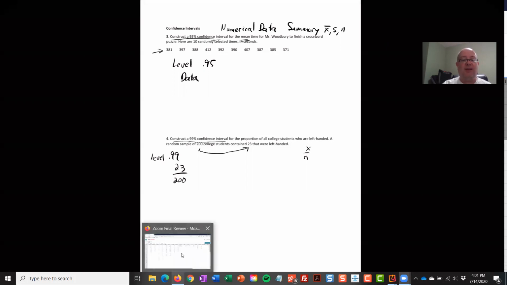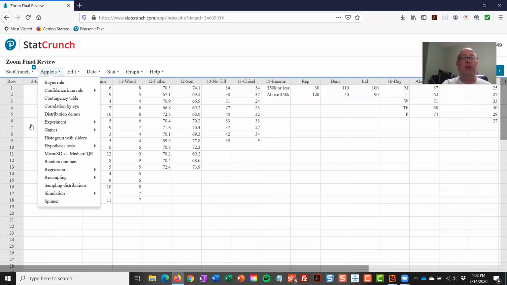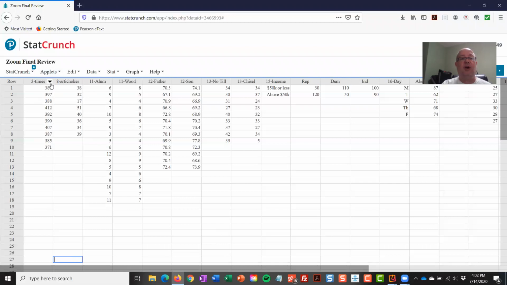I've already typed the data into StatCrunch and I've made this available to you through the group page in StatCrunch. The title is Zoom Final Review and the headers for each column let you know which problem in the review sheet you're working with here. Problem three lists times. So to make this confidence interval, I can check the conditions at the same time and I'm going to show you how to do that.